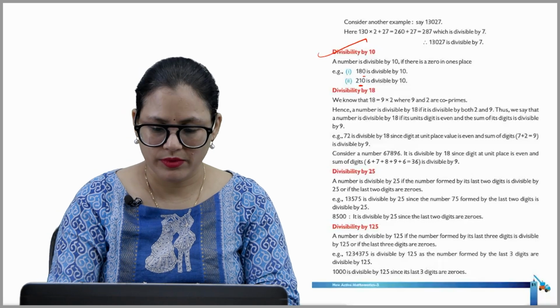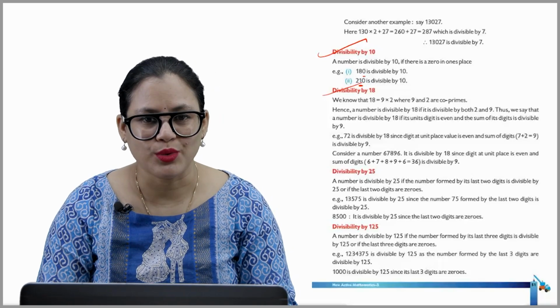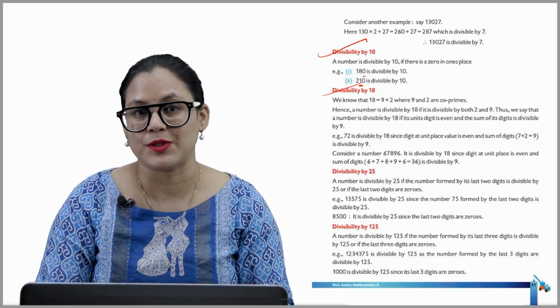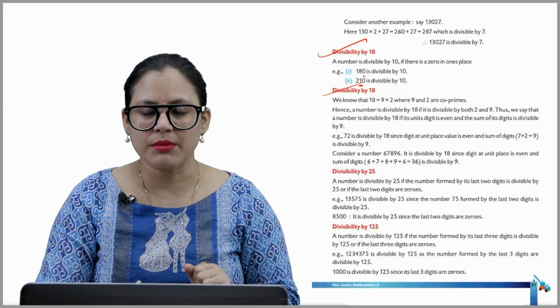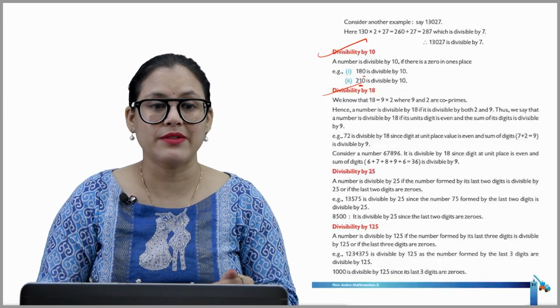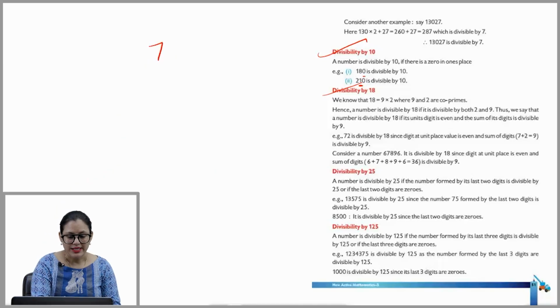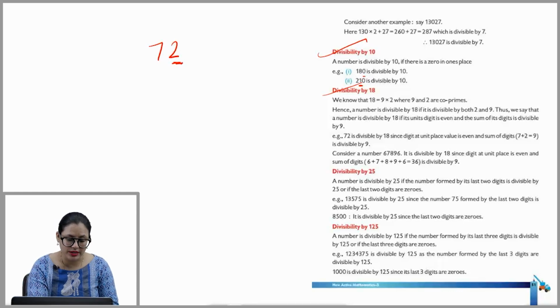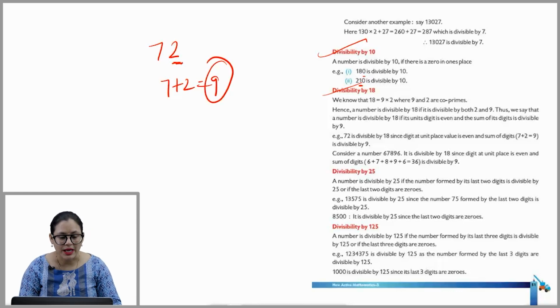Divisibility by 18. We know that 18 is equal to 9 into 2. Since 9 and 2 are co-primes, a number is divisible by 18 if it is divisible by both 2 and 9. Thus we say that a number is divisible by 18 if its unit digit is even and the sum of its digits is divisible by 9. Example 72. 72 is divisible by 18 since the digit at unit place is even, that means it is divisible by 2, and the sum of digits, 7 plus 2, is equal to 9, which is divisible by 9. That means this number is divisible by both 2 and 9, and so by 18.